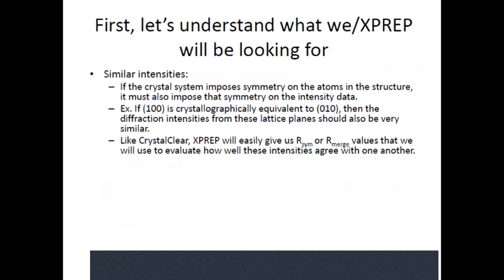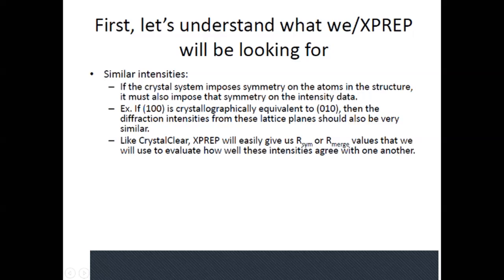So if a crystal system imposes symmetry on atoms, it has to also impose symmetry on the intensity data. If 100 is crystallographically equivalent to 010, then the diffracted intensities for these lattice planes should be very similar. So the intensity for the HKL 100 should be equivalent or close to the intensity of the reflection plane 010, because they're crystallographically equivalent. Their intensities are also going to be relatively equivalent.